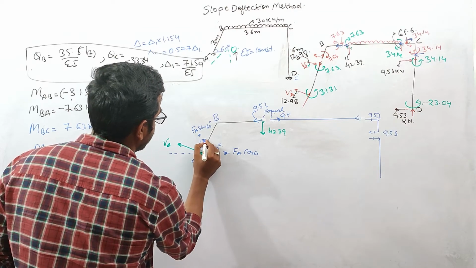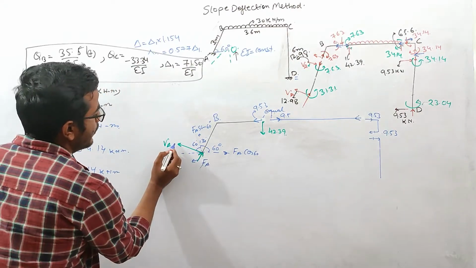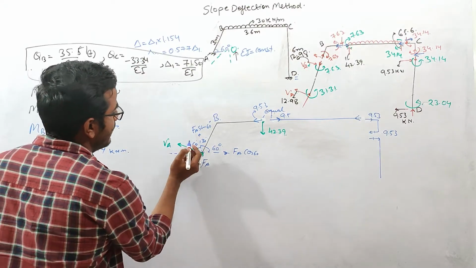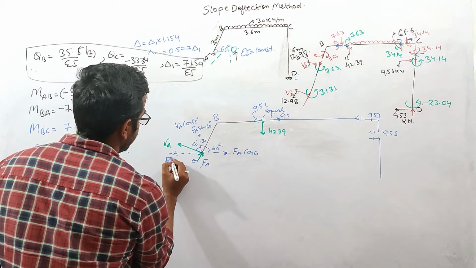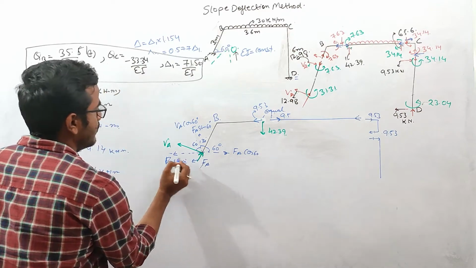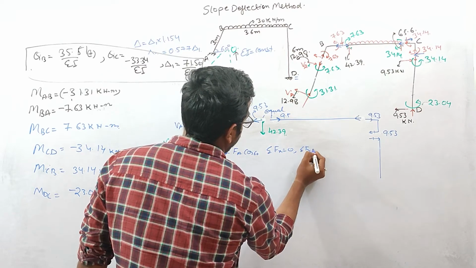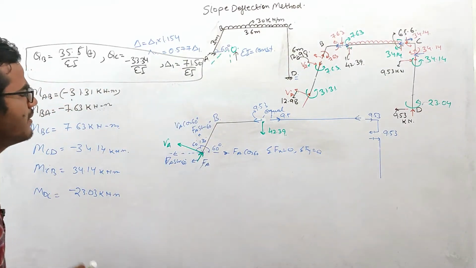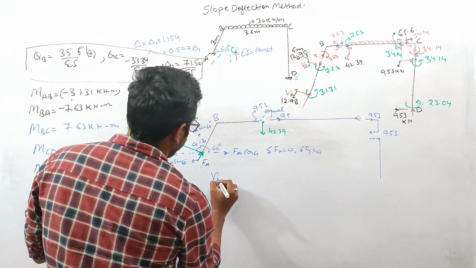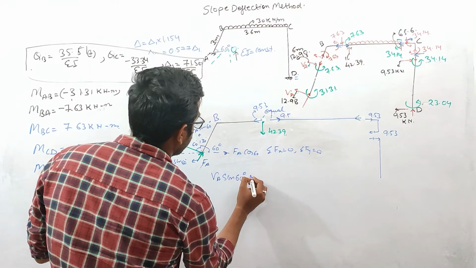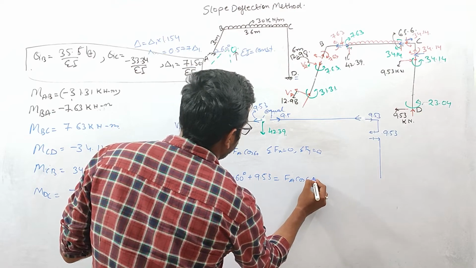This angle is 30 degree. This is again 60. So the component of this VA in this direction will be VA cos 60, and in this direction it will be VA sin 60, right? So now I can write summation Fx equals 0 and summation Fy equals 0. By considering summation Fx equals 0, I can write VA sin 60 plus 9.53 equals FA cos 60 degree.